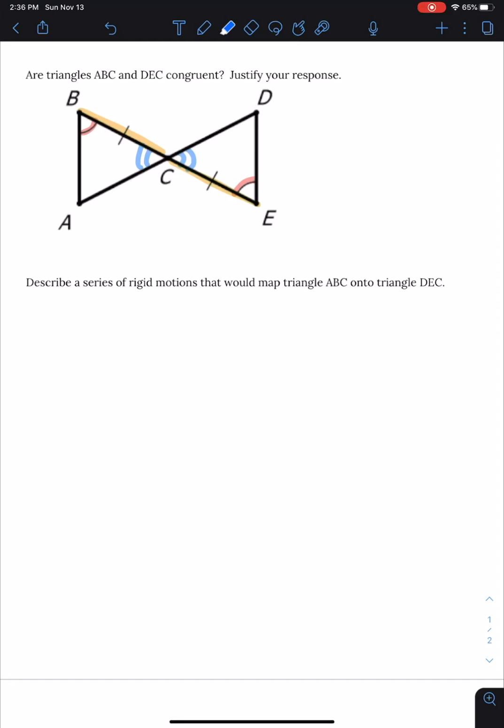angles are vertical angles. So we have two pairs of congruent angles and an included side congruent, leaving us with angle side angle, where the side is included between the two angles. And I can write out my justification statements. The first angles are angle B and angle E, so we can say angle ABC is congruent to angle DEC.